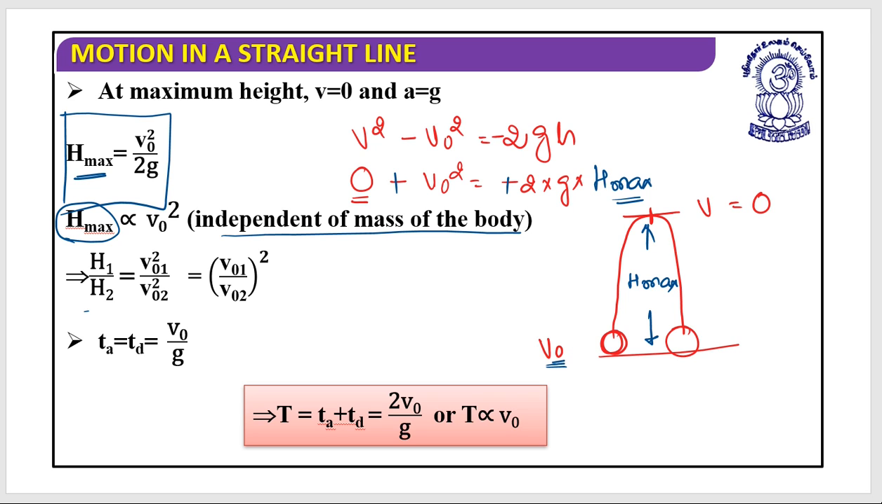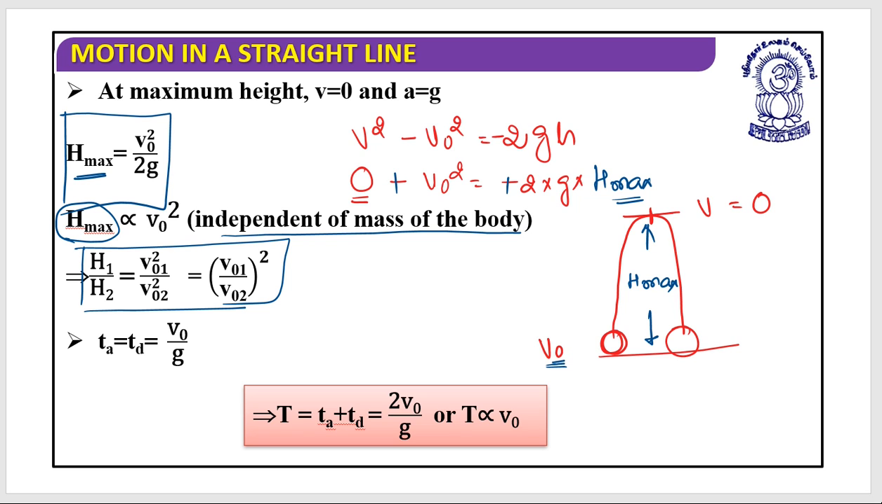I can write like this: h1 is to h2. If I compare two different h max, then it depends only and only on the initial velocity, that means the square of the initial velocity, if they are at the same location. I hope these things are clear. Okay. Now let's discuss the next point.